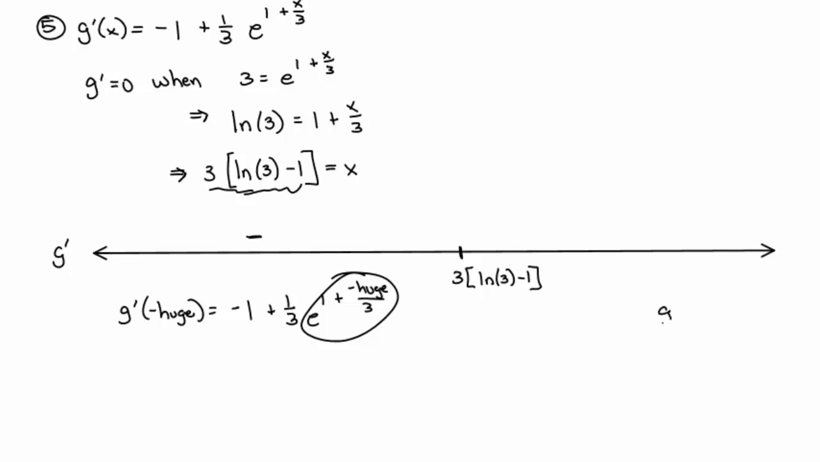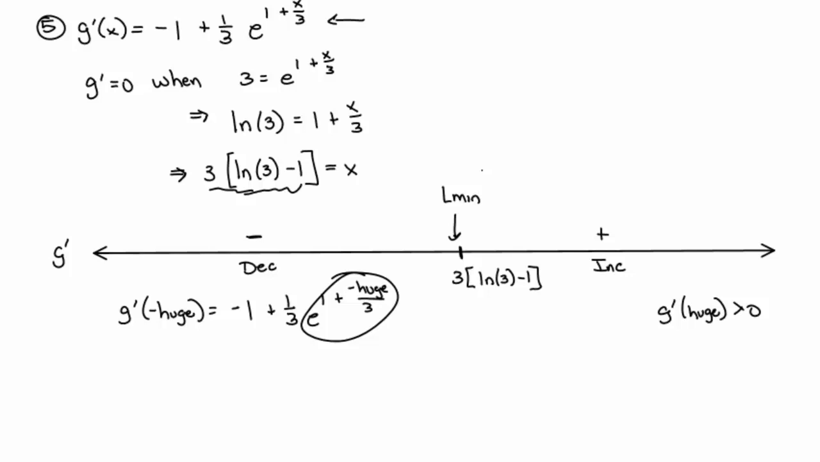And then over on the other side, G prime of huge. Again, you might want to actually plug in something, but to me, it's easy just to visualize. I'm plugging in a billion into this derivative. If I do that, I get a very hugely positive number and minus 1, so it's still going to be hugely positive. So my derivative tells me my function is decreasing, and then it goes to increasing. Going from decreasing to increasing, I have a local min right here at 3 natural log of 3 minus 1.